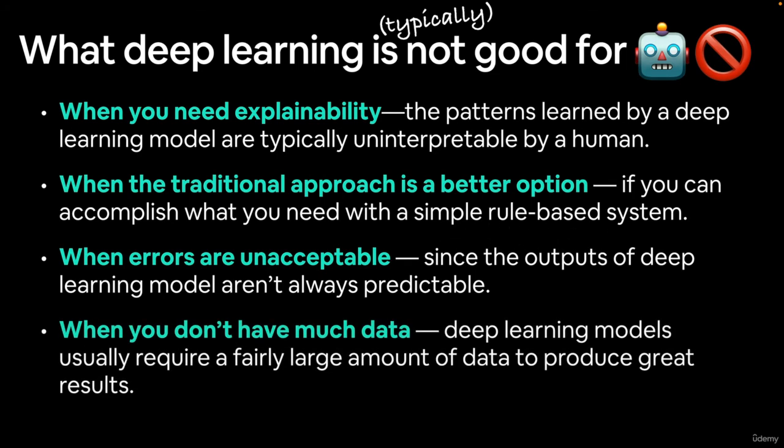And then finally, when you don't have much data. Deep learning models usually require a fairly large amount of data to produce great results. However, there's a caveat here. At the start I said typically, and we're going to see some techniques for how to get great results without huge amounts of data. Again, I wrote typically here because there are techniques. You can research deep learning explainability and you're going to find a whole bunch of stuff. You can look up examples of machine learning versus deep learning. And when errors are unacceptable, there are ways to make your model reproducible so it predicts what's going to come out. We do a lot of testing to verify this as well.